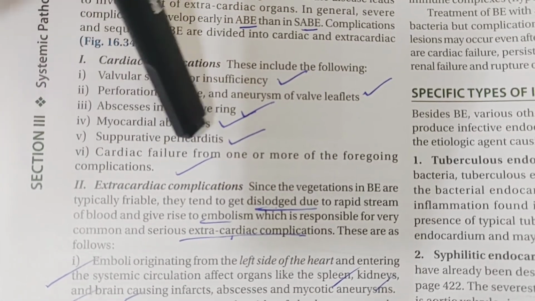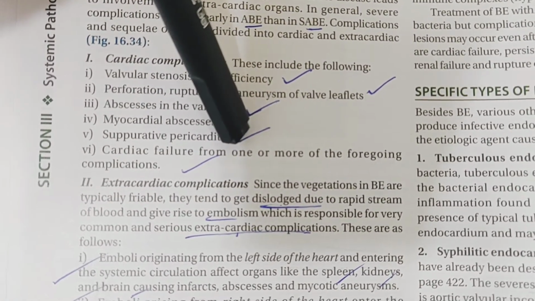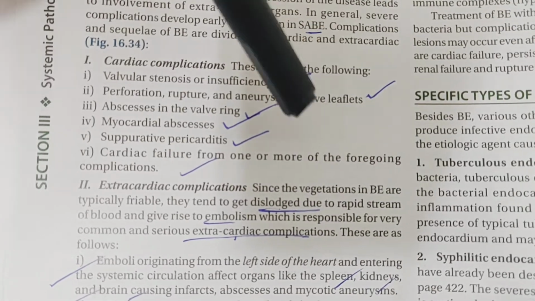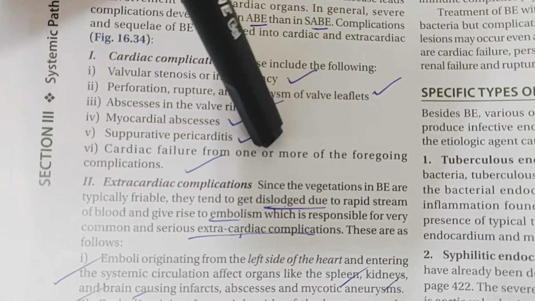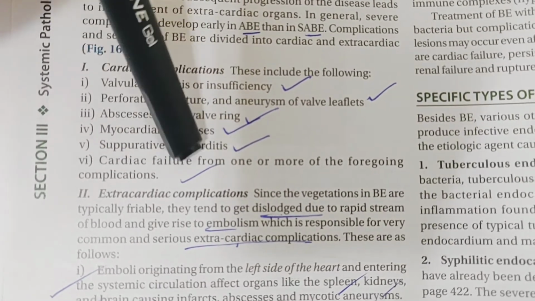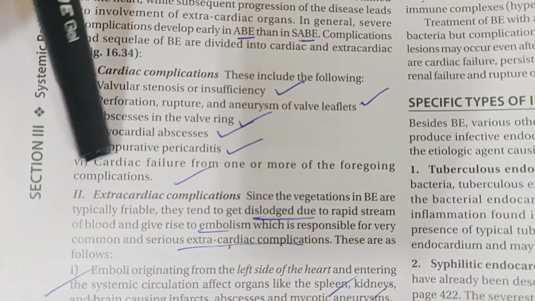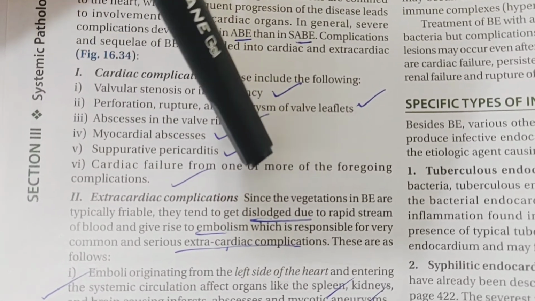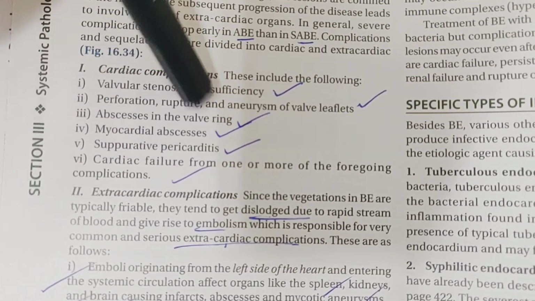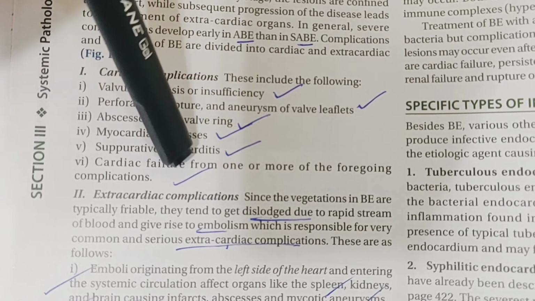And there is suppurative pericarditis, which means there is pus involved. But if you remember, in rheumatic heart disease it is non-suppurative, whereas in infective endocarditis it is a suppurative infection. And we can see cardiac failure from one or more of these complications. These complications can lead to cardiac failure.